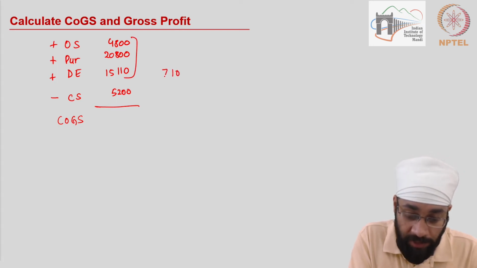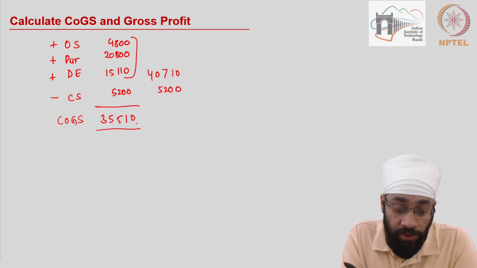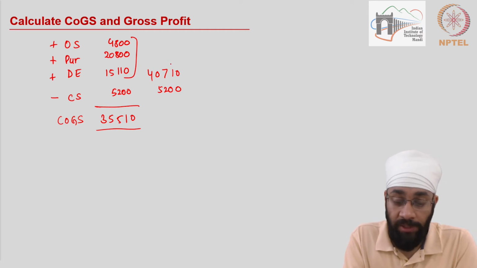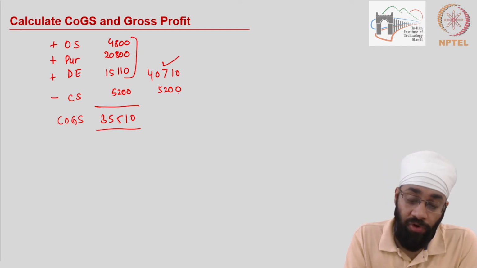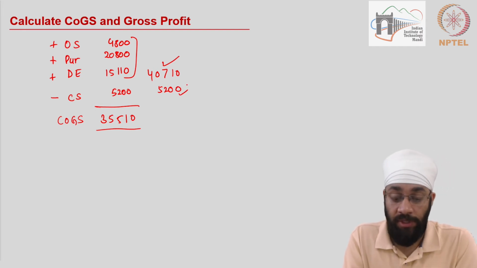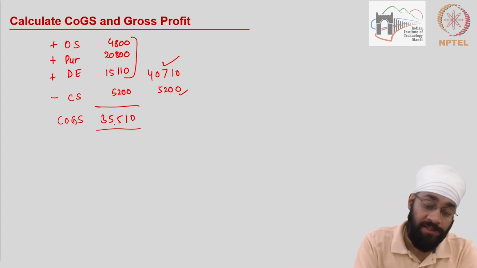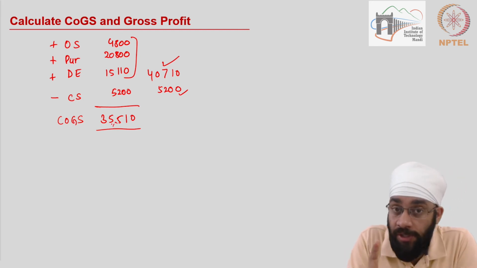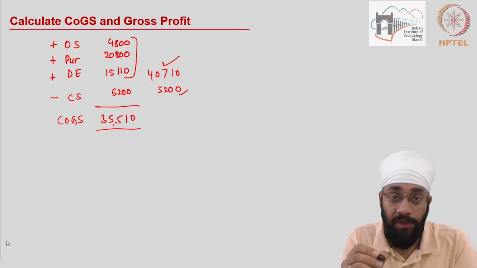So this comes out to be 40,710. Deduct from this 5,200, and you're left with 35,510. So 35,510 is the cost of the goods which have been sold during the year. The total available stock was worth 40,710, but you could not sell 5,200 rupees worth of stock. So the cost which should be compared against the revenue according to the matching principle is only 35,510. So we're done with the first part where we needed to calculate the cost of the goods sold.